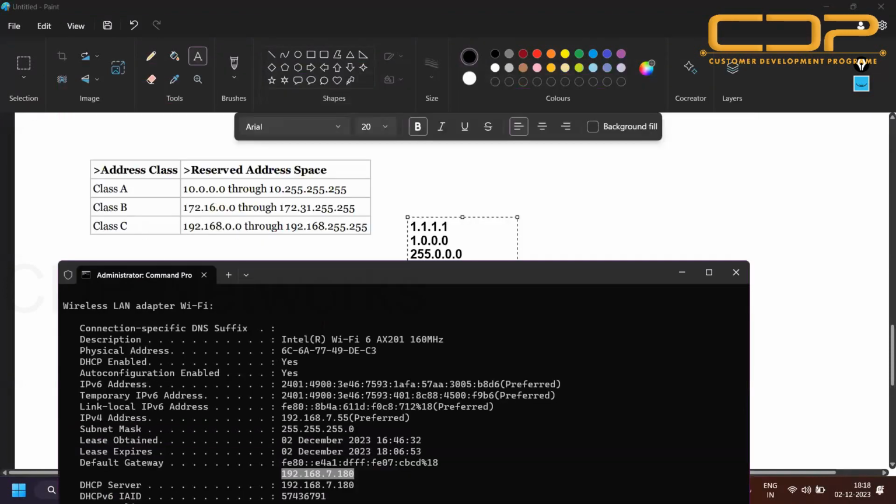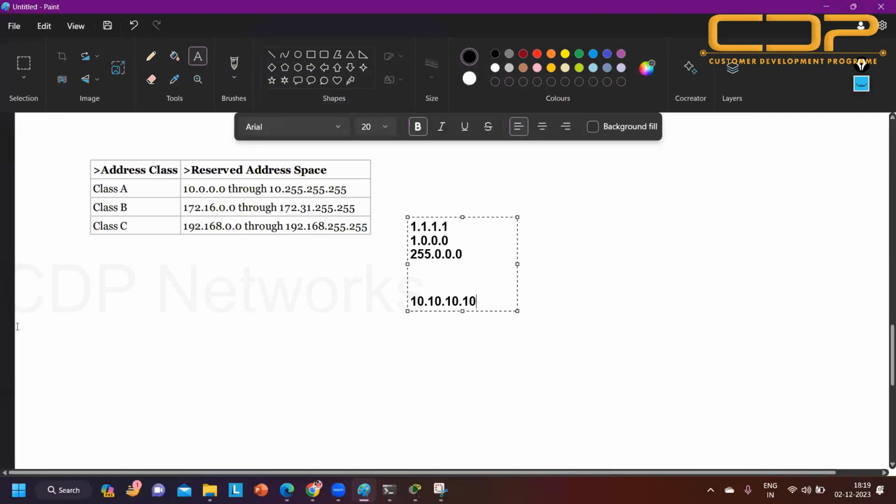Private. Because the private range for class C is 192.168.0.0 to 192.168.255.255. So any IP address from this range is a private IP address for class B. Sorry, for class C. Right. So what can we do here?